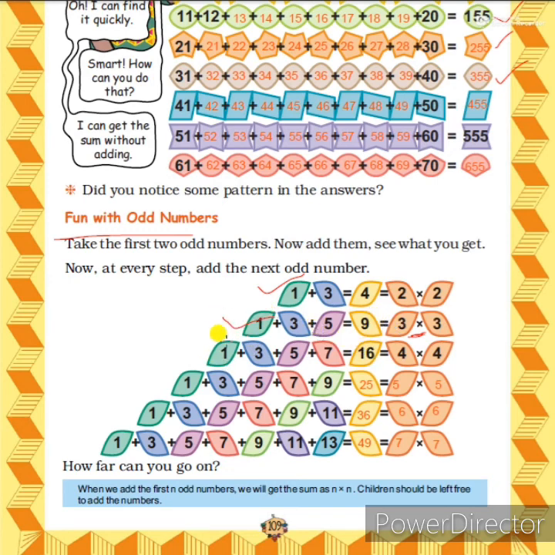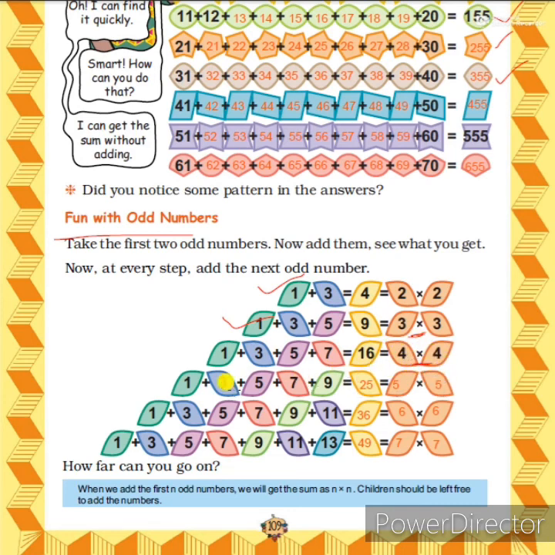Now see the third line. In the third line they used 4 consecutive odd numbers. That is 1, 3, 5 and 7. The total of these numbers is 16. How do we get 16? Multiples of 4. 4 4s are 16. So you have to write there 4 4 16.